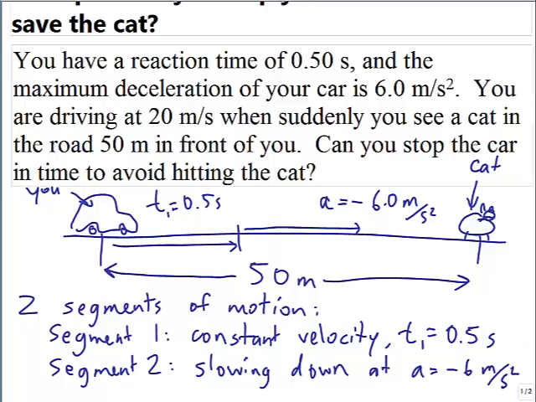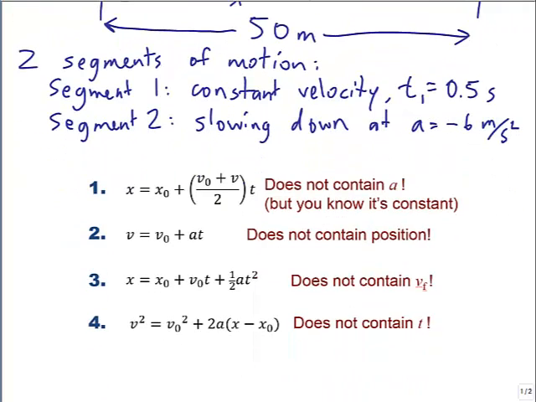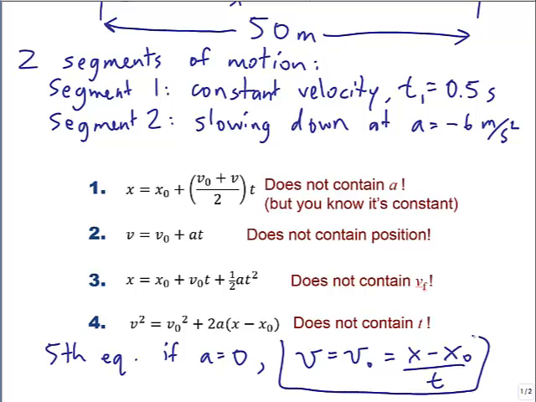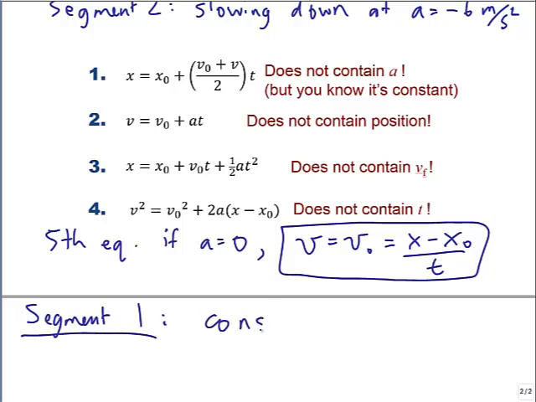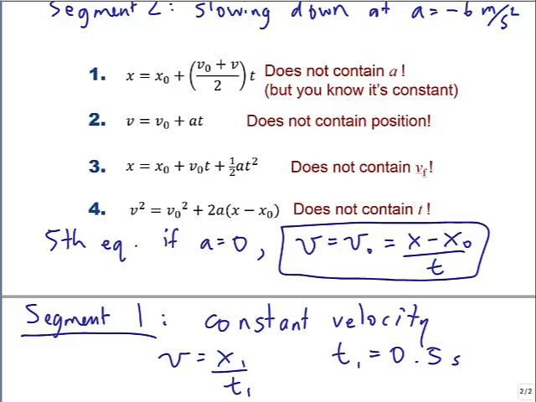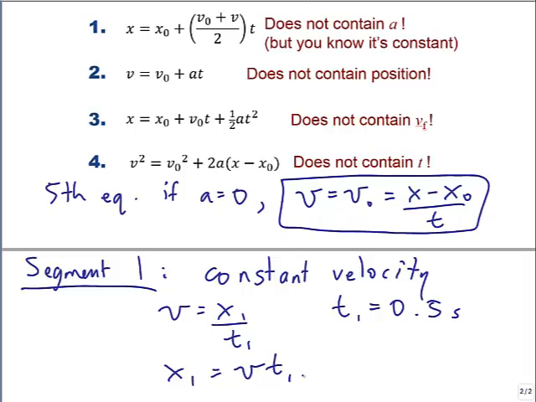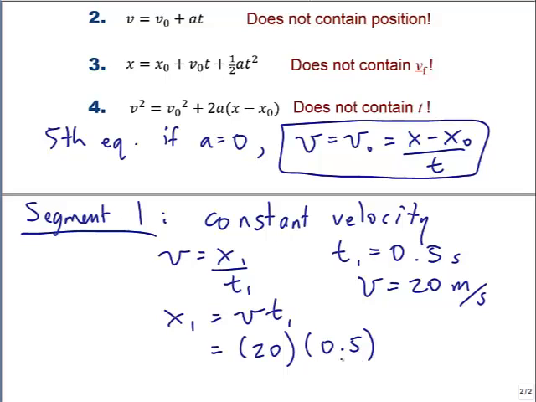That's the basic idea. So here are these equations of constant acceleration, and I'm going to add a fifth equation, which is that if a equals 0, then your final velocity equals your initial velocity, and they both equal x minus x sub 0 over t. So segment 1 is constant velocity. Acceleration is 0. So we're going to use that equation, and we'll call it x1, your distance, divided by t1. t1 is 0.5 seconds. We're going to solve it out for x1 is v times t1. V, remember, is 20 meters per second. So x1 is just 20 times 0.5. That's 10 meters. That's how far you travel before you hit the brakes.